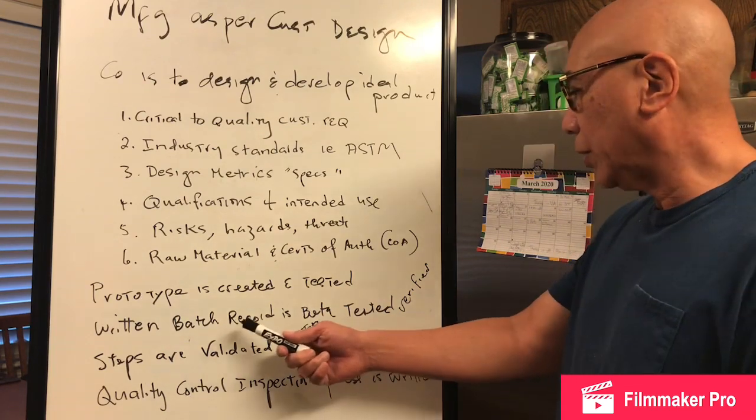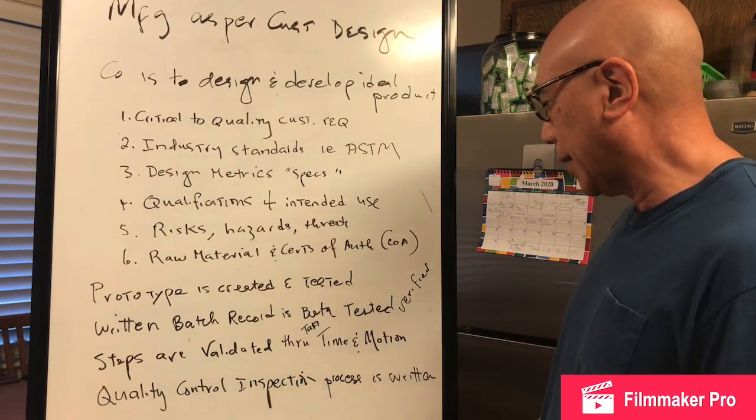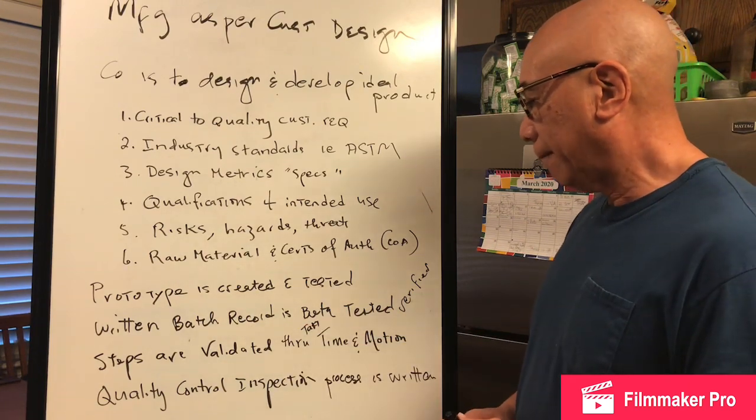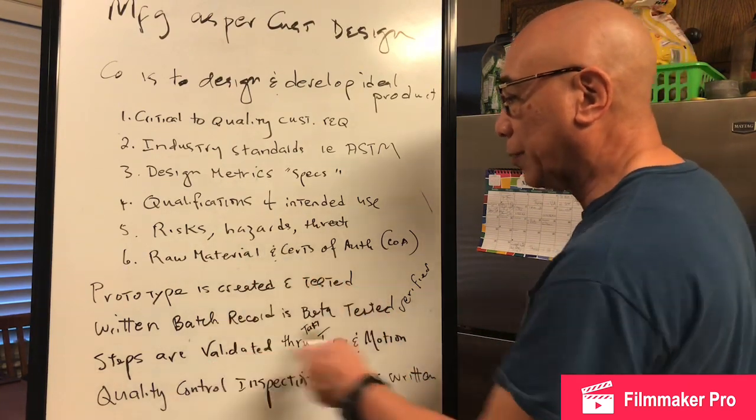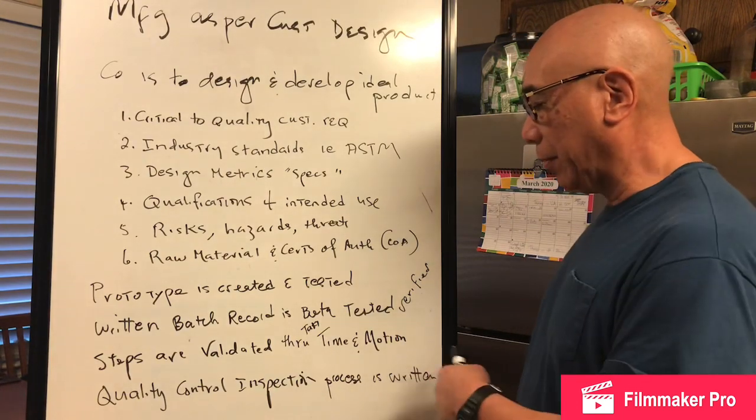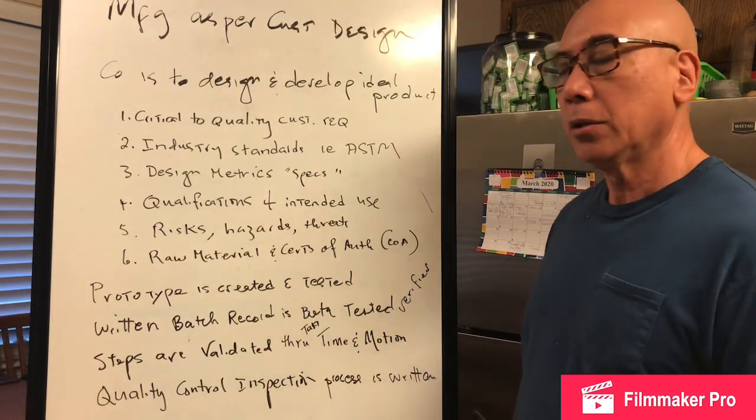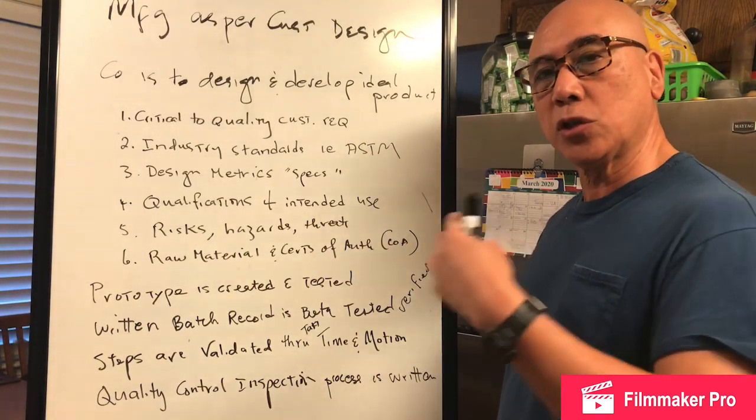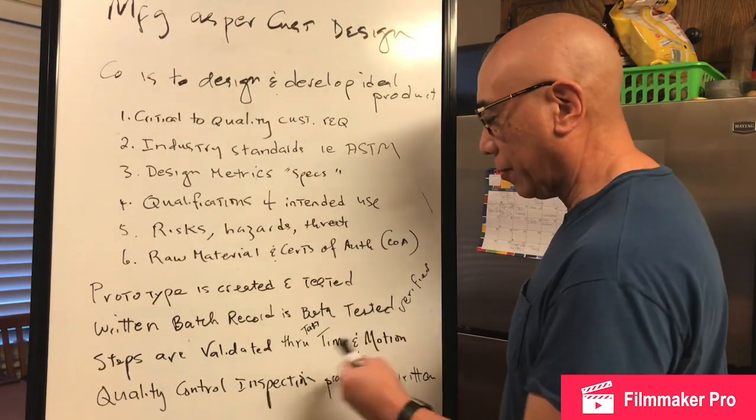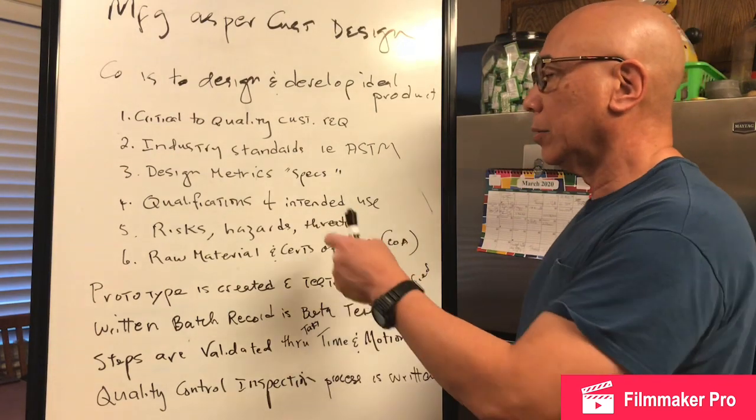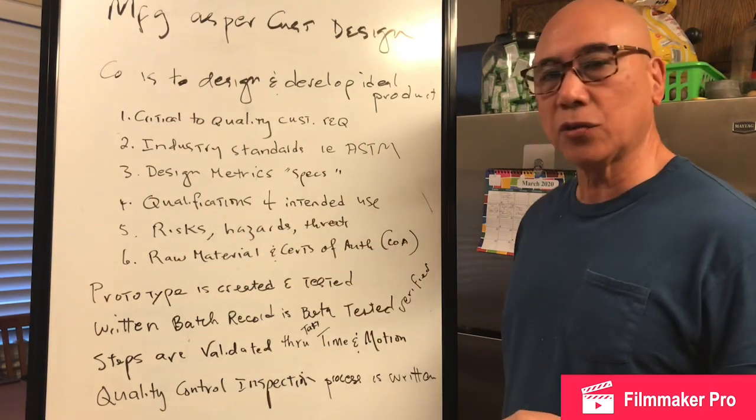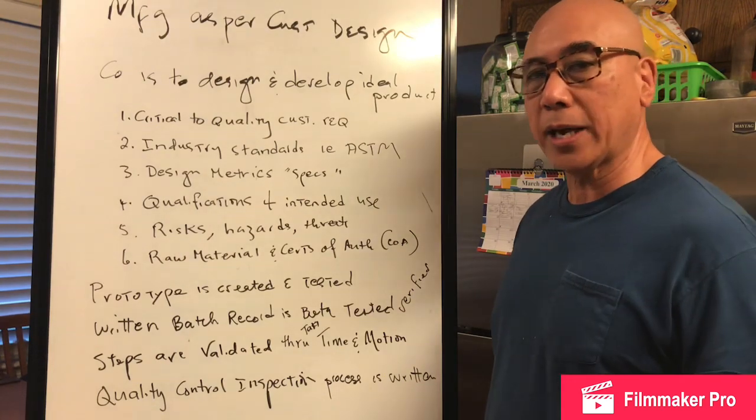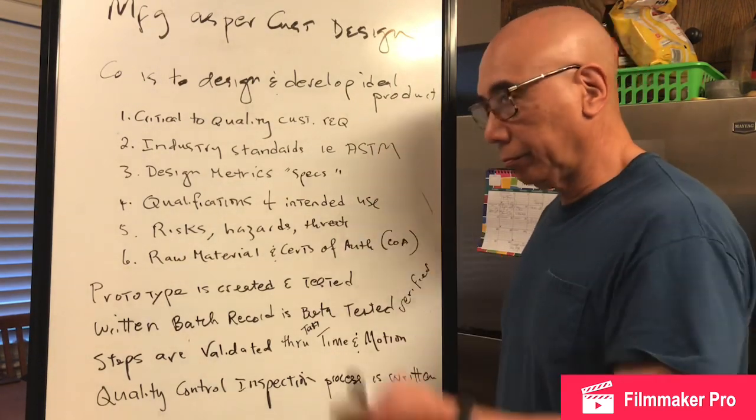When you run that beta test, verified through the batch record, the steps are validated through a time and motion and takt time study. So if you follow the steps and you follow the time and motion studies and it still comes out with a product that meets the qualifications for intended use, then you've got yourself an okay design.